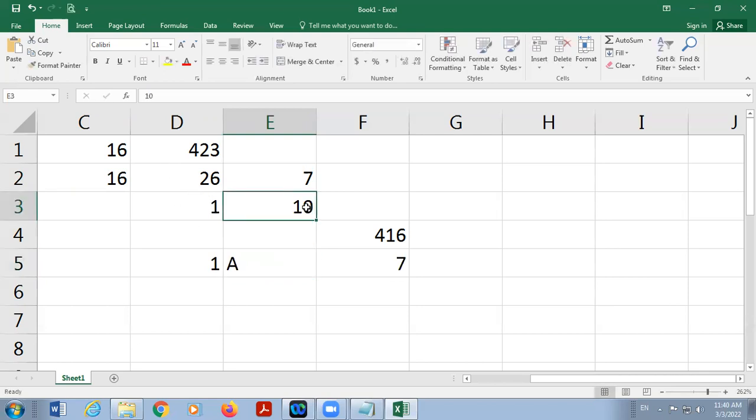Then it is equivalent to 0 to 9. Then 10 into 10, or 16 into 1 is 16, 26 means 16 is here, remaining value 10.